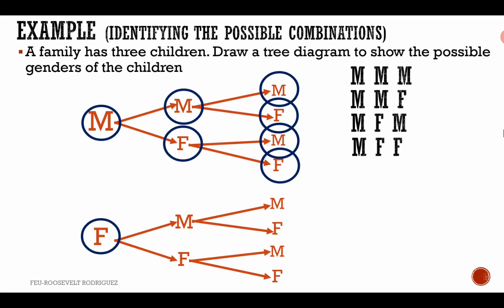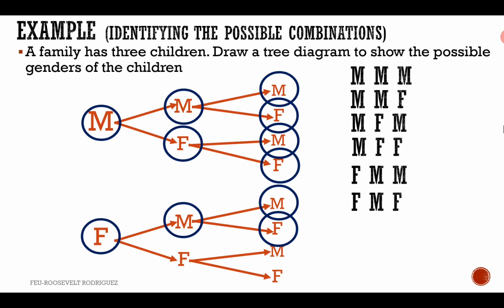So, we have female, male, and male. So, we have F, M, M. We have female, male, and female. We have F, M, F. We have female, female, and a male. We have F, F, M. And for our last outcome, which is 3 set of females.